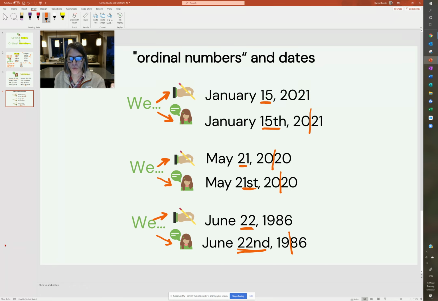So that is some practice and some good information about saying dates correctly, how to say years, and how to say the date with an ordinal number. Don't worry about ordinal numbers. We will practice those all next week and for many, many weeks, okay?